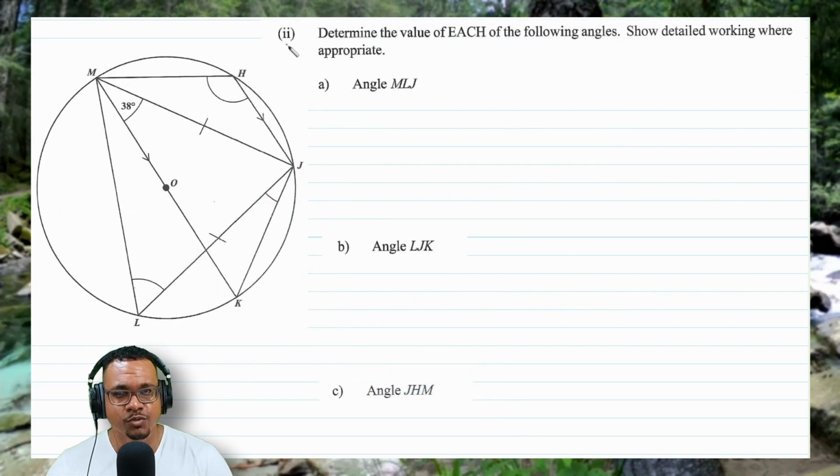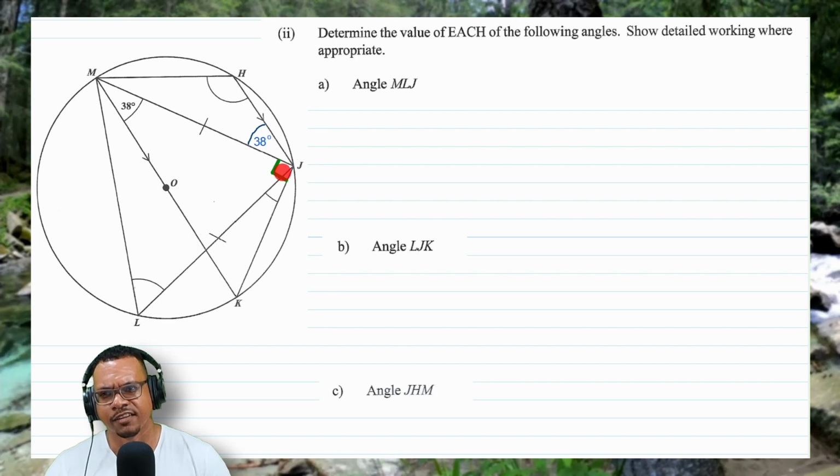So moving on to part 2, we want to determine the value of each of the following angles, showing detailed working where appropriate. So for part A, we want to do that for angle MLJ. So that's M to L to J. So that's this angle down here. Now let's put in the information I had on the previous diagram. So we had this angle here was 38 degrees because that was the alternate angle. And we had here a 90-degree angle because angle in a semicircle.